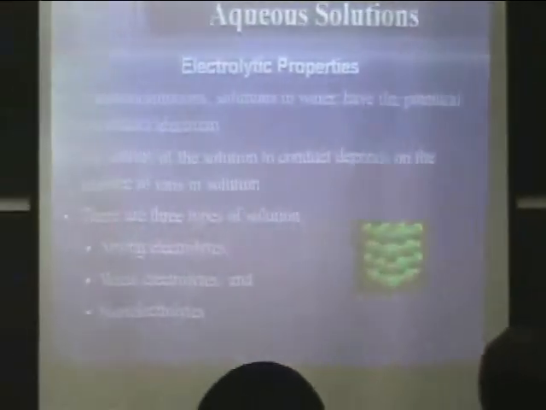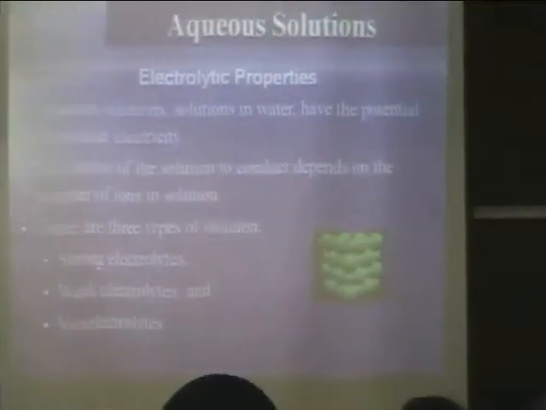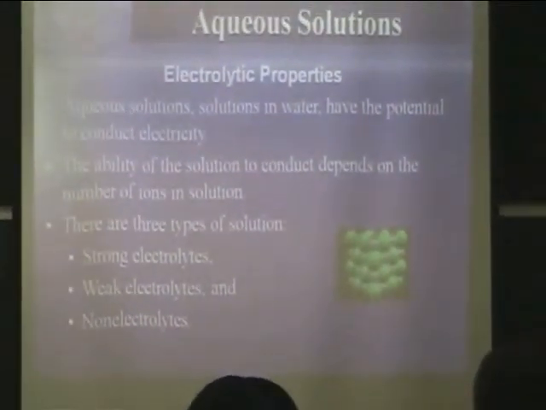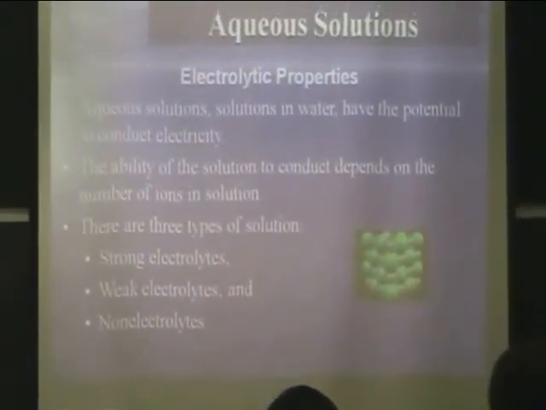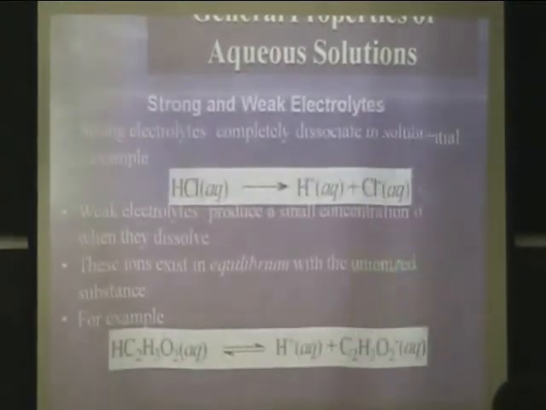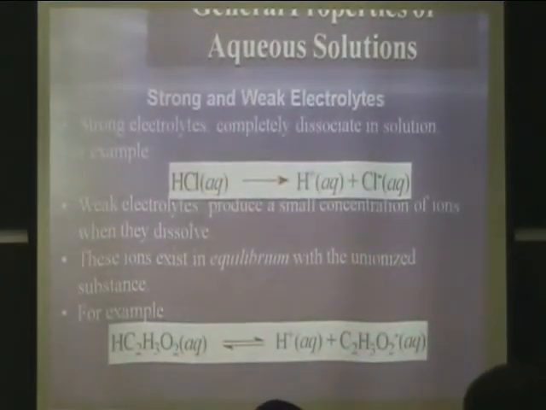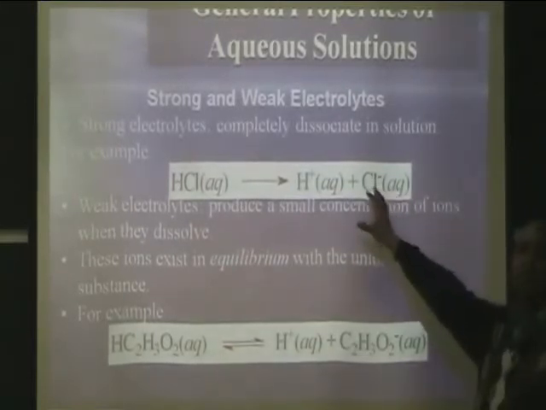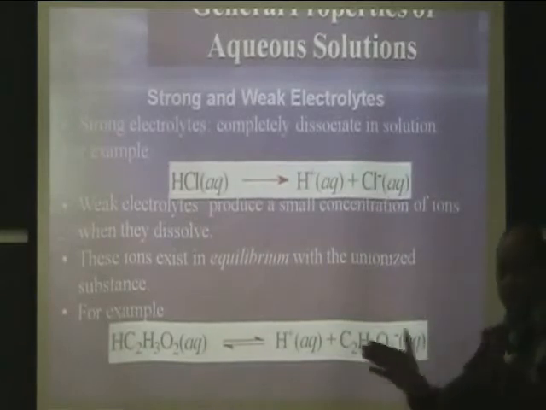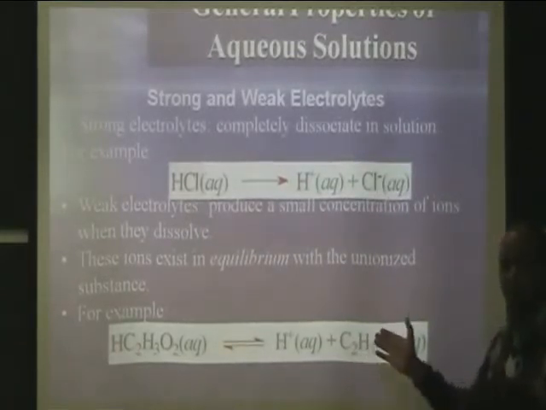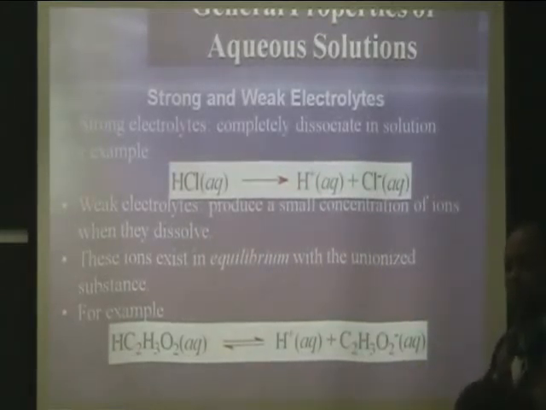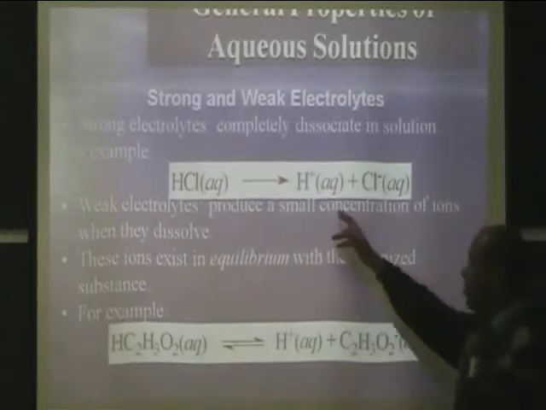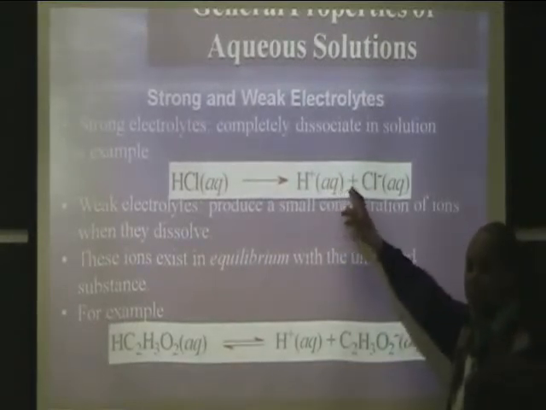Since we define electrolytes, we have strong electrolytes, weak electrolytes, and non-electrolytes, right? How do we define a strong electrolyte? As I've said earlier, strong electrolytes are the ones that are completely dissociated. There is no return. The ions are dissociated completely. Hydrochloric acid, for example, HCl, is a strong electrolyte.